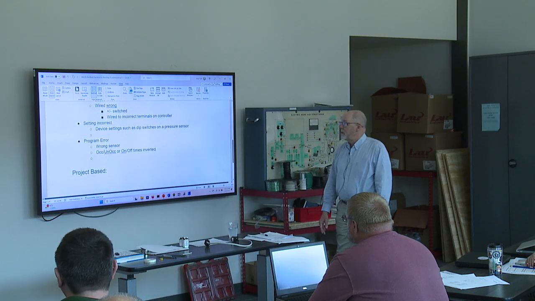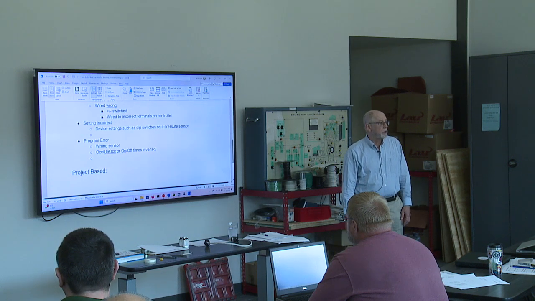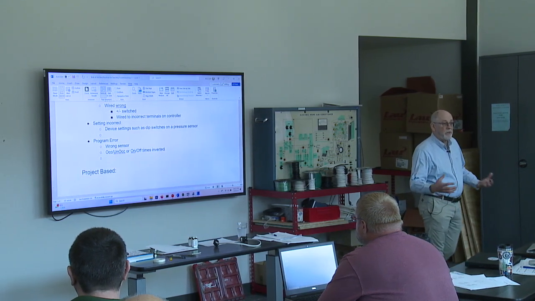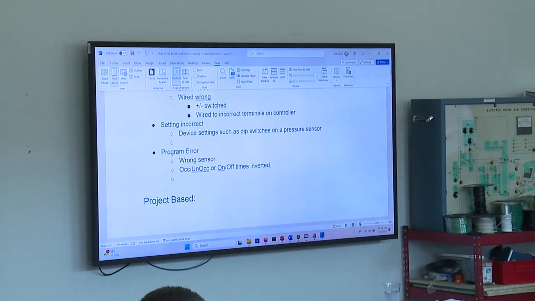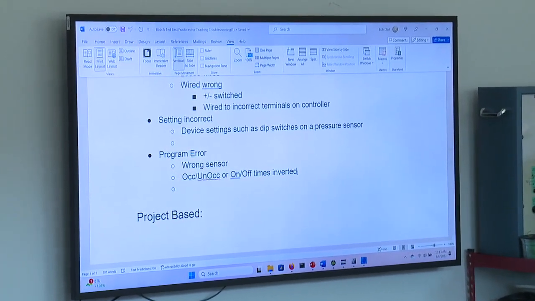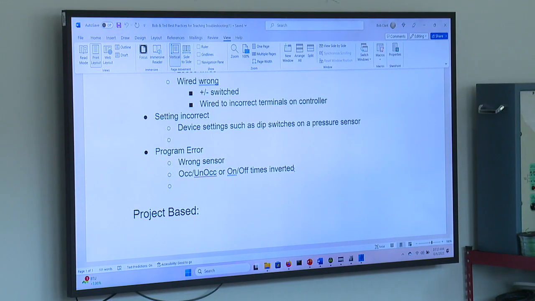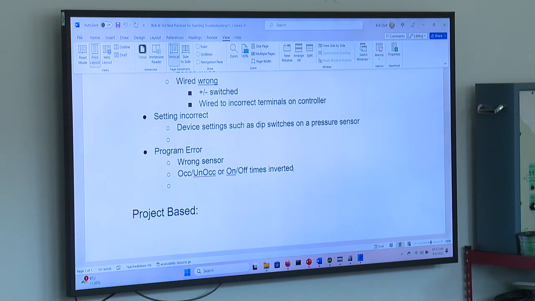Incorrect settings: look at your dip switches on sensors and equipment to make sure it's functioning correctly for what you have it programmed for. Program error, operator error, on-off times, all these different basic items.